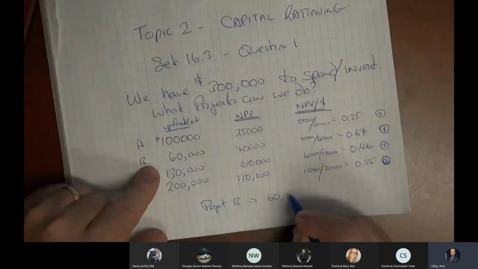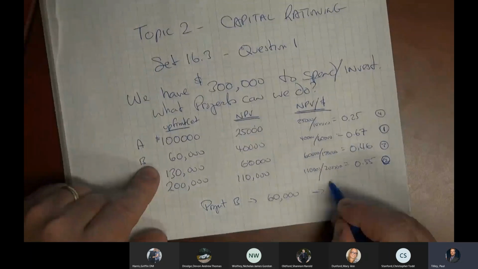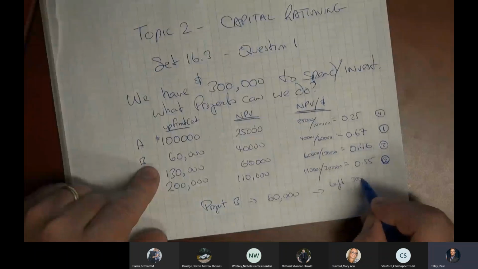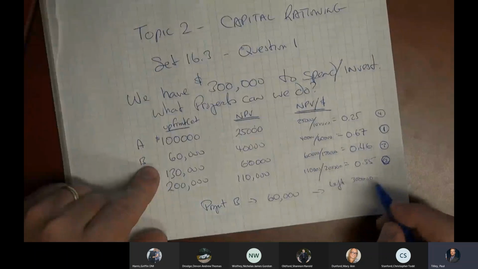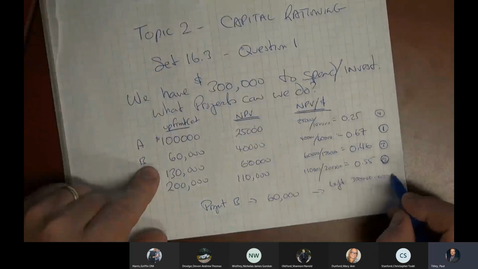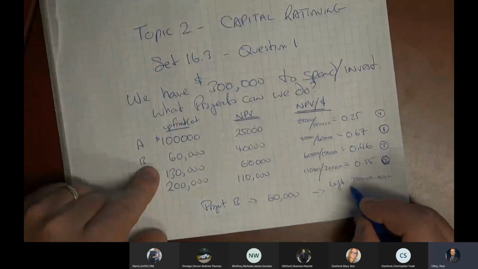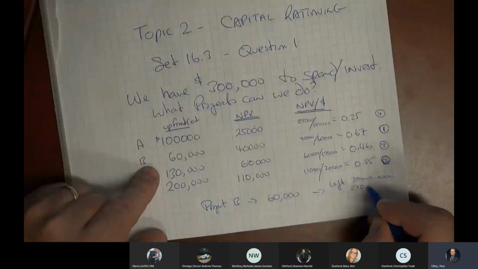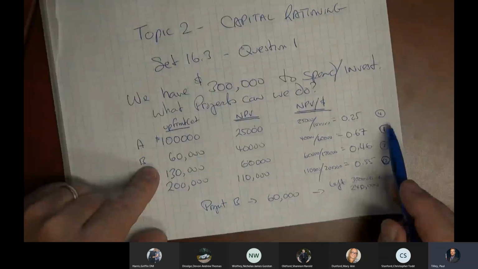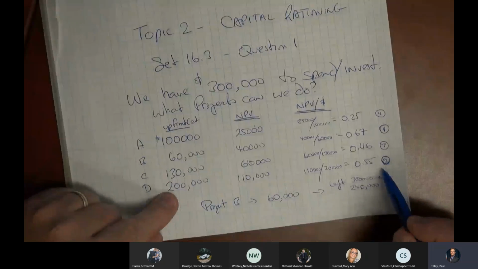So that means we have left over, it's 300,000, which is the budget, minus the amount 60. So that means we have 240,000 left over to work on another project. Well, our second rated project then is project D.